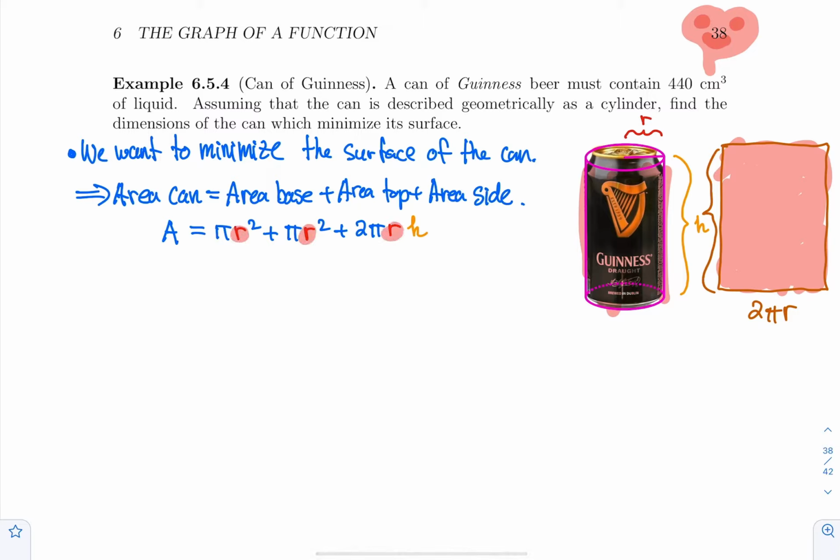variables. We need r and h. So that's a big remark here. We have two variables involved here, r and h. So we need to find a way to get rid of one of the two variables.